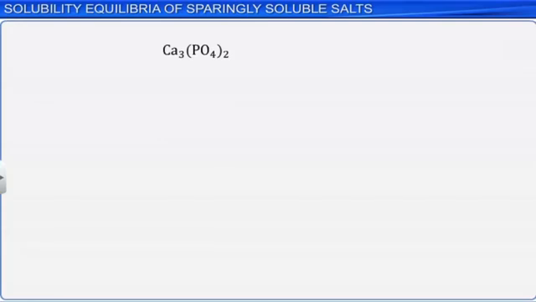A salt may give 2 or more than 2 cations and anions when dissolved in water. For example, consider the salt calcium phosphate. When calcium phosphate is dissolved in water, it dissociates into 3 calcium ions and 2 phosphate ions. The solubility product Ksp of calcium phosphate is equal to the product of the concentration of Ca+2 raised to the power of 3 and the concentration of PO4-3 raised to the power of 2.